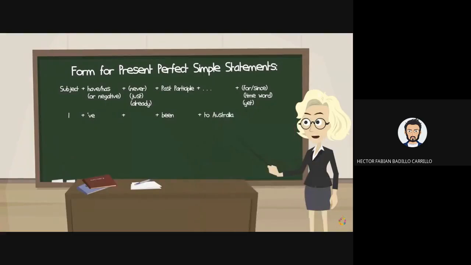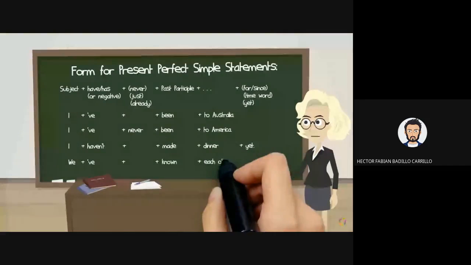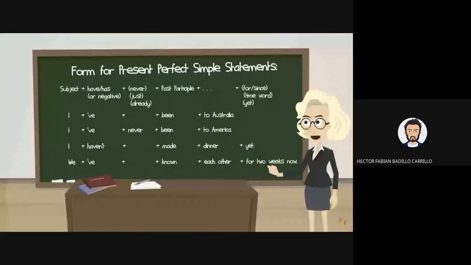Let's take a look at some examples. I've been to Australia. The subject is I plus have plus the past participle been plus to Australia. I've never been to America. Here we used never before the past participle. I haven't made dinner yet. Here we used yet at the end of the sentence. We've known each other for 2 weeks now. Here we used for 2 weeks now at the end of the sentence.